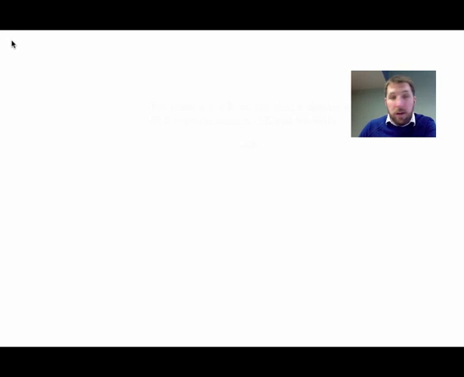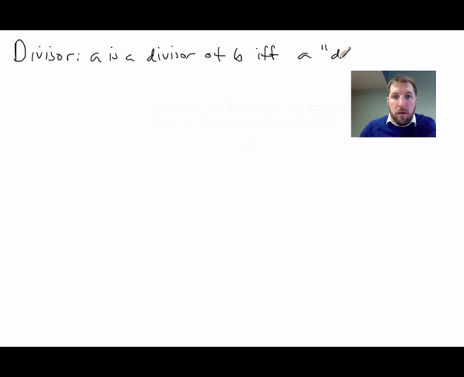So let's first just talk about the word divisor. What does it mean to be a divisor? Well, we say that A is a divisor of B if and only if A divides B. And I want to be extremely clear about this. Divides is the important word. I think that makes sense as long as we can all agree on what it means to divide.